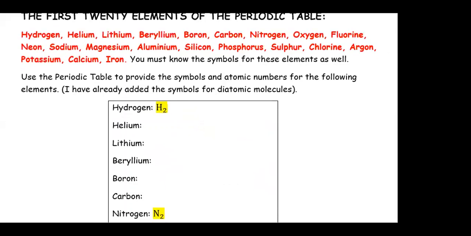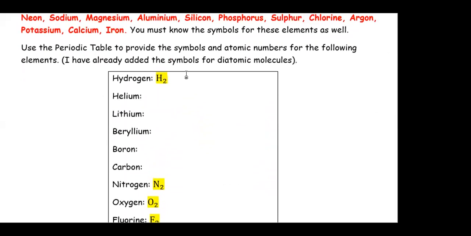Okay, guys, what you are going to do for me is use the periodic table to provide symbols and atomic numbers for the following elements. I've already added the symbols for diatomic molecules. Do you remember from our previous lesson what diatomic molecules were? Diatomic molecules are basically when an element in nature is bonded as 2 atoms in its natural form.